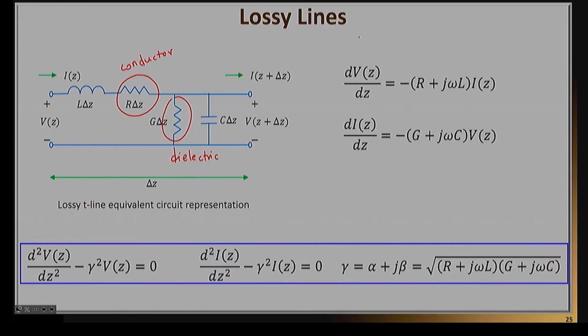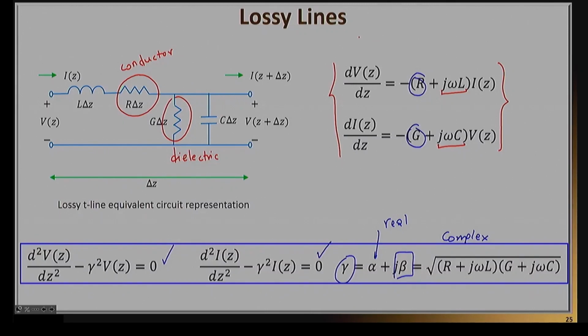So when that happens, the telegrapher's equations will take this form here. In addition to j omega L that we had before and j omega C, we also now have R and G. So the telegrapher's equations become a little bit more complicated, and that means the wave equations for the voltage and the current become more complicated, in the sense that now the propagation constant gamma is not just j beta, not just this imaginary number, but it has a real part as well. So gamma is now a complex number, as shown explicitly by this equation here.